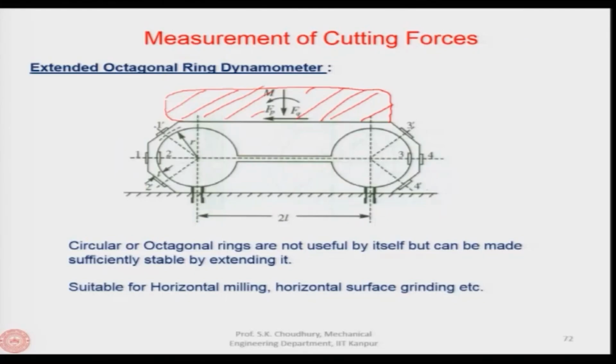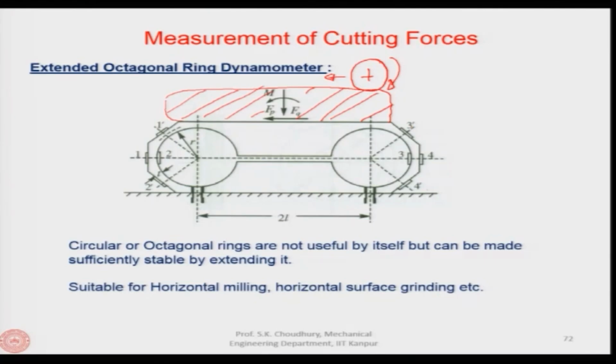This is suitable for horizontal milling, as I said, horizontal surface grinding, etc. For example, here you can assume that the milling cutter or the grinding wheel is working and the feed is given. Therefore, the torque and the thrust will be sensed by these dynamometers, 1, 2, 3, 4 and 1 prime, 2 prime, 3 prime and 4 prime.